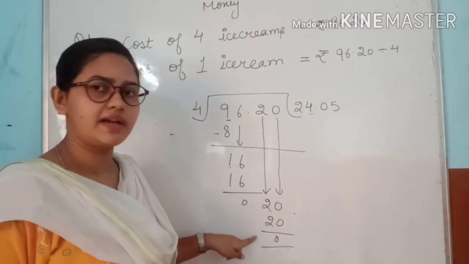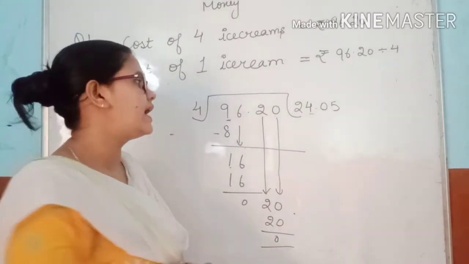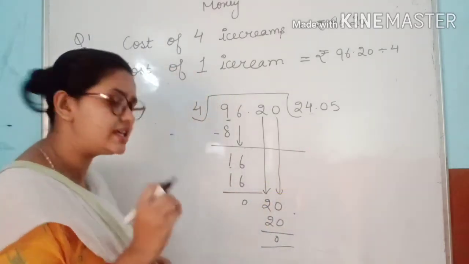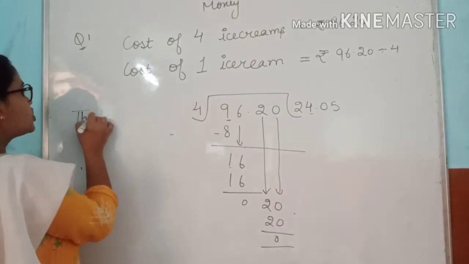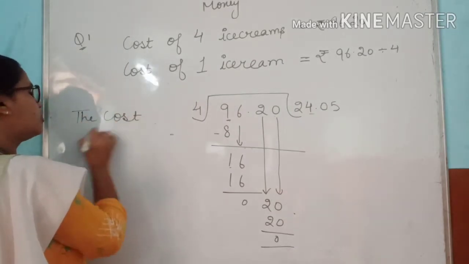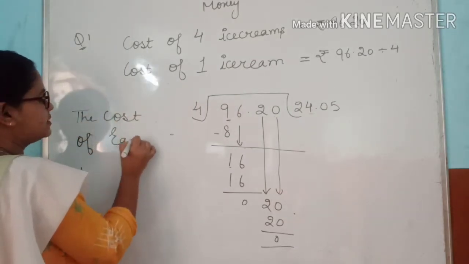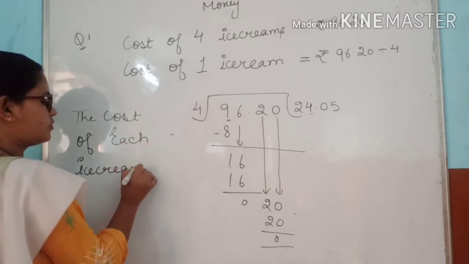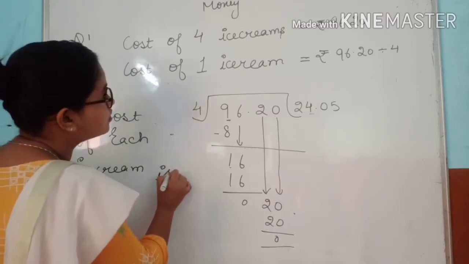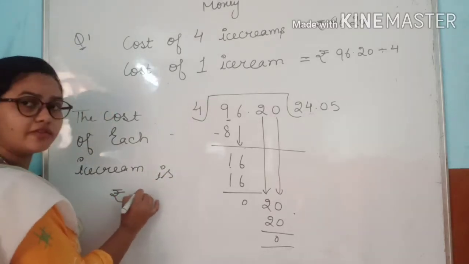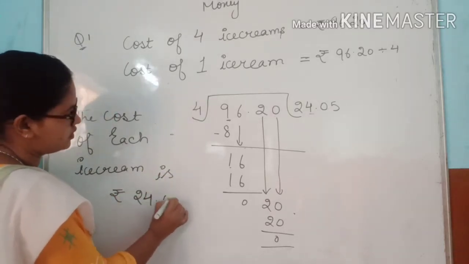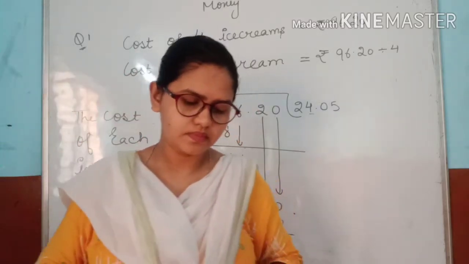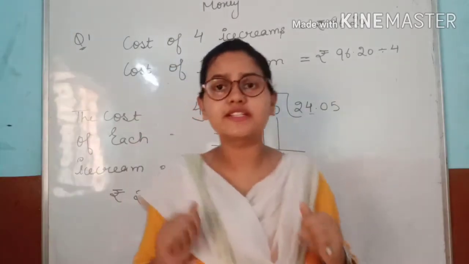Now 20 minus 20, we get 0, and this one is our answer, which means the cost of each ice cream is rupees 24.05 paise. Now this one is our first sum.